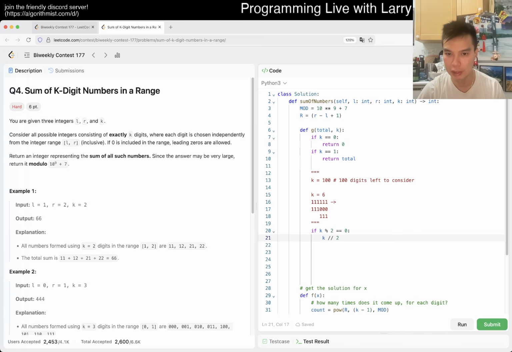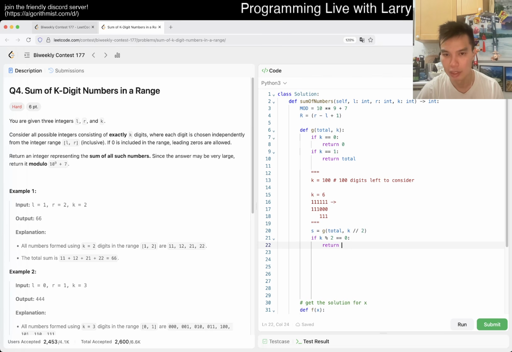So you want g total, right? So maybe s for subtotal. And we probably need it anyway for either one, so we'll put it here. And then it's just return s plus s times 10 to the k, 10 to the k divided by 2, right? Yeah. And then of course mod it, and that's it.